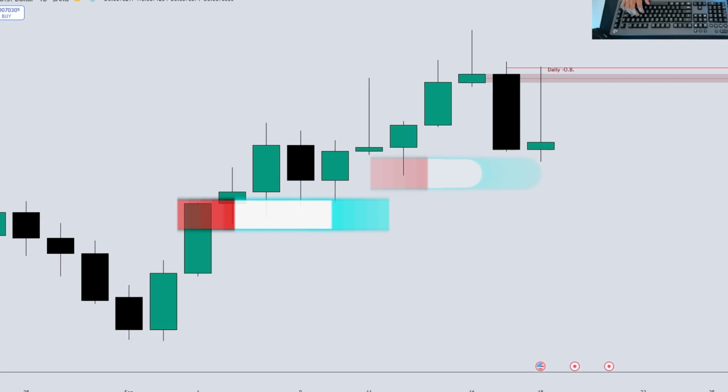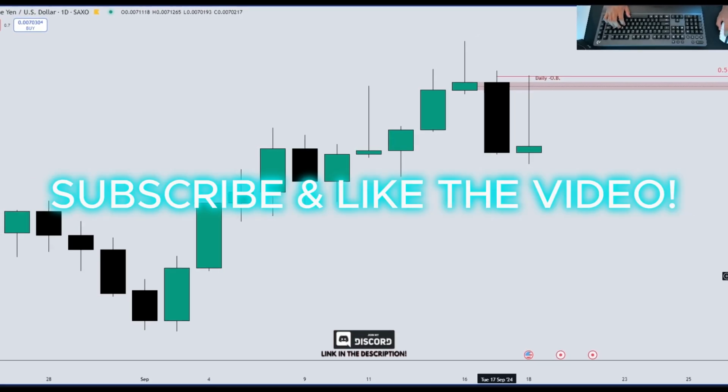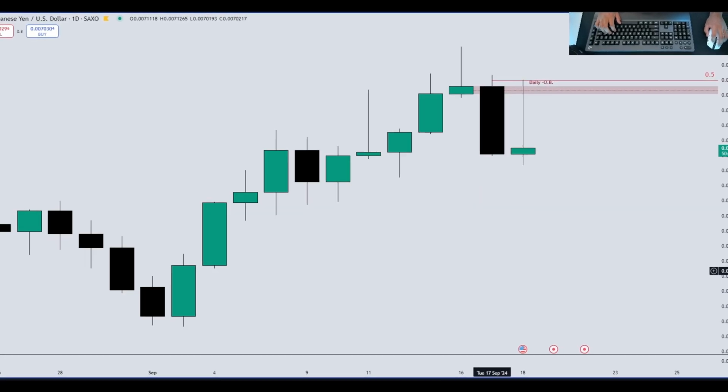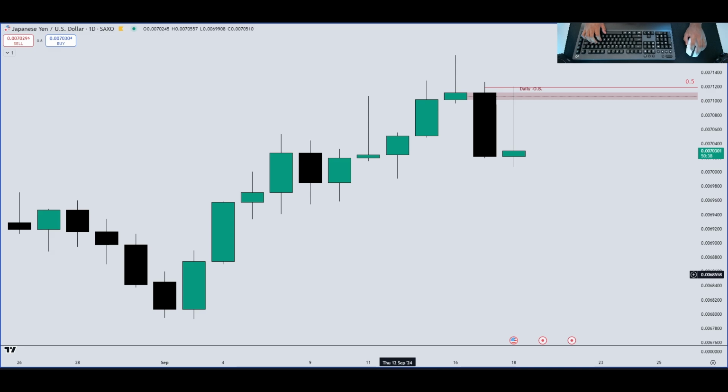Welcome back everyone to another market review, and today we're going to be reviewing the Japanese yen dollar. And as you guys know, today was the FOMC day. Interest rates were lowered by 50 basis points, and I didn't really like NASDAQ going in. Even in the morning, we didn't have really favorable price action. So on days like these, I always recommend you guys check out the currencies, specifically Japanese yen.